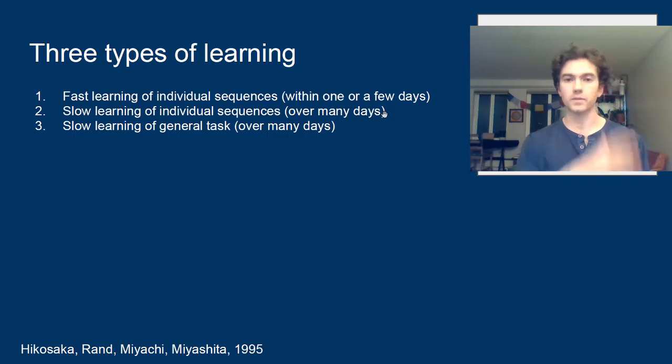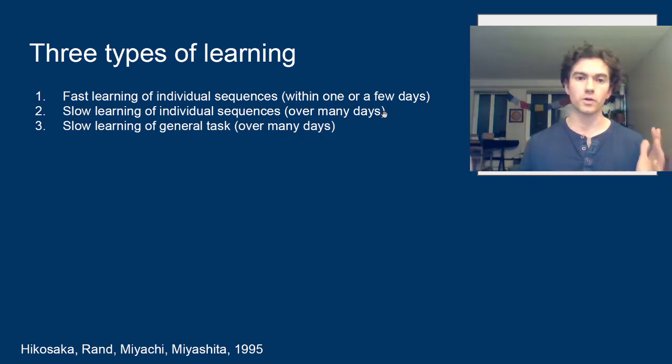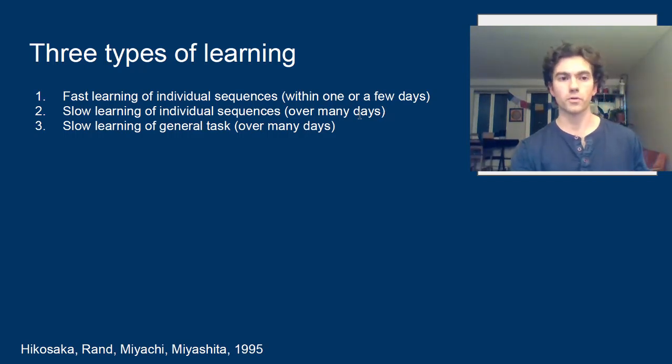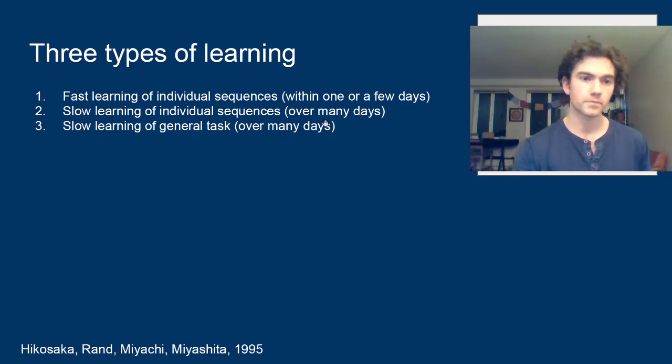So there's this kind of initial fast drop, and then there's slow, continuous learning that keeps on amassing over many days. And that information is stored also over the course of periods that may not even include practice with those particular sequences. And then finally, and really interesting, there's actually slow learning of the general task. So something generalizable about this skill of learning sequences is somehow being accrued by the monkey.